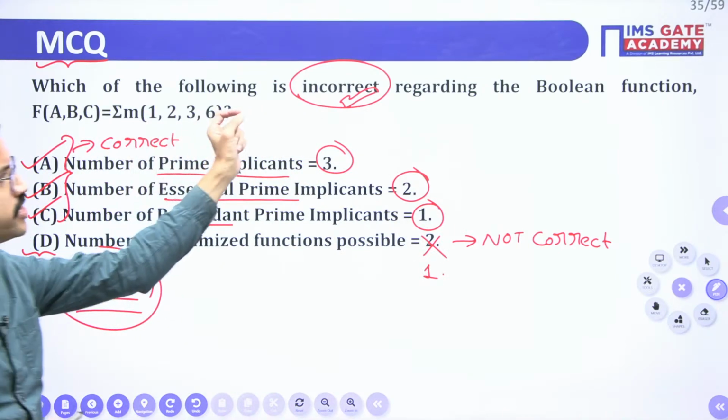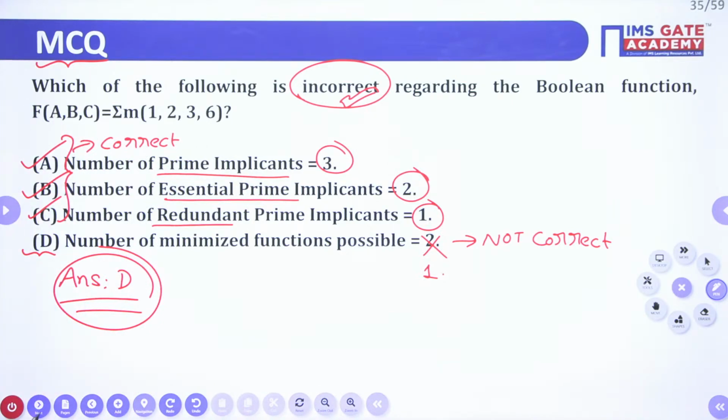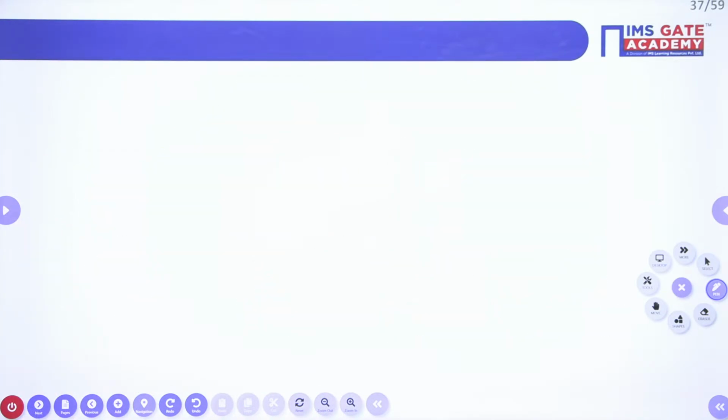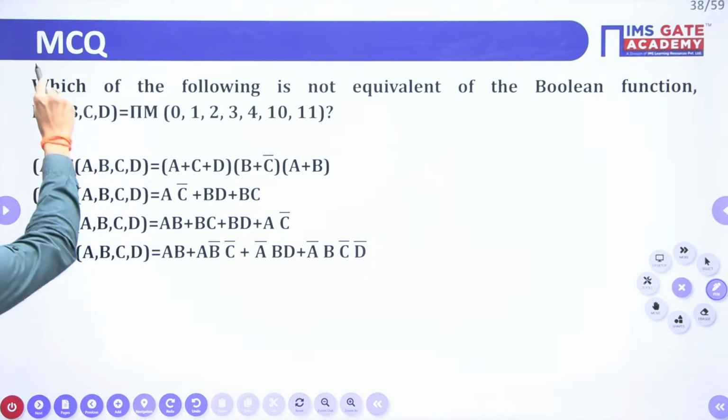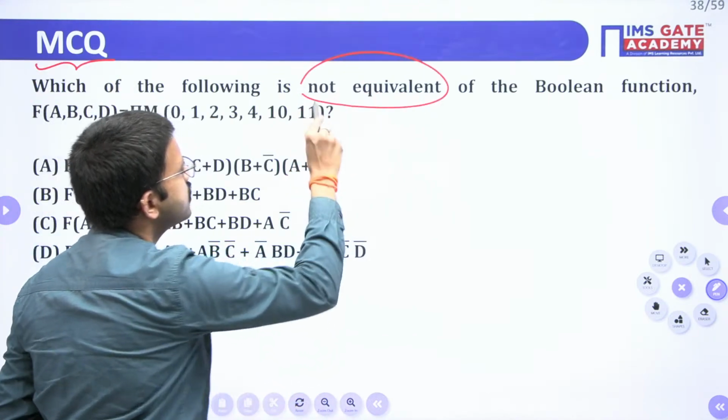Okay, so you have to read the question carefully. Based on the context, the answer will be right. Okay, so now let us proceed to the next question. This is the MCQ question. Only one option will be correct. So here also just observe, they are asking the not equivalent.